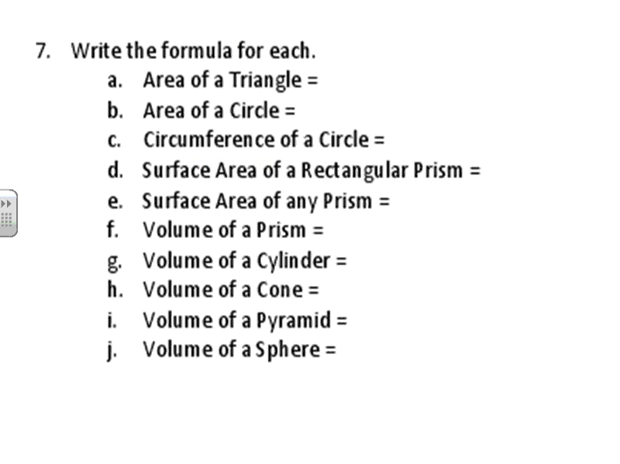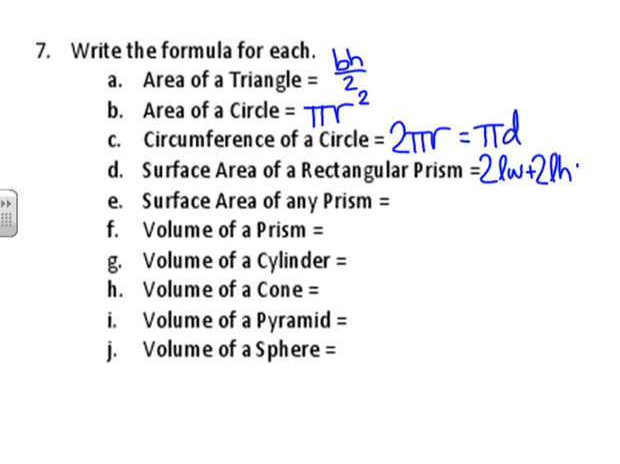All right, next we have formulas for each. Area of a triangle is base times height divided by 2, using the little base. Area of a circle is pi r squared, or pi times radius. Circumference, 2 pi r, or pi times diameter. Surface area of a rectangular prism, this is our long one: 2 length times width plus 2 length times height plus 2 height times width.